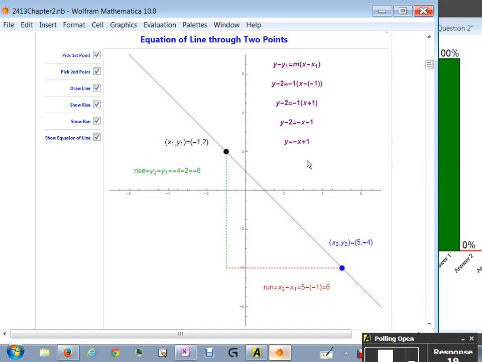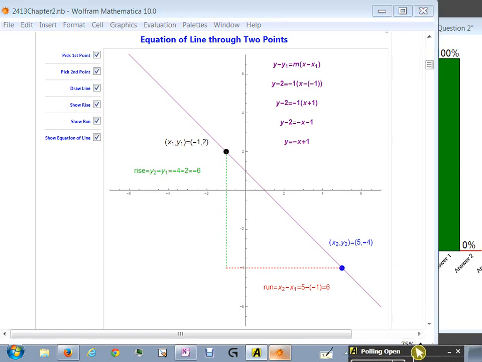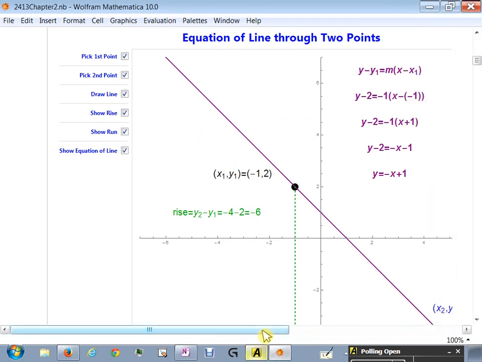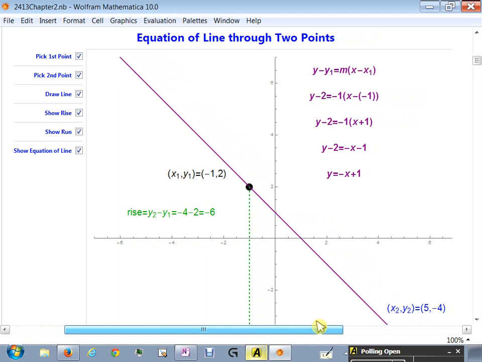I'm sorry that's so small. I don't think this will make a difference if I make this bigger. Yeah, that helps a little bit, doesn't it? A little better, a little easier to look at? Okay.